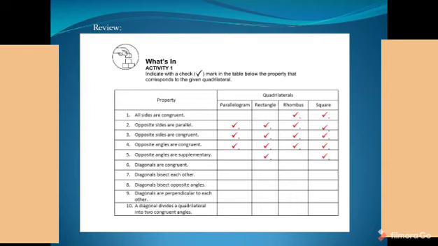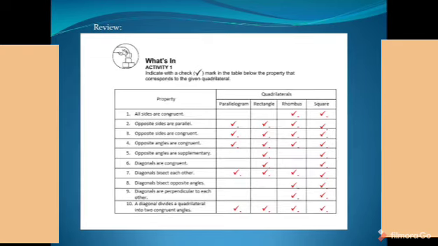Number 6. Diagonals are congruent. Yes. Number 7. Diagonals bisect each other. That's right. Number 8. Diagonals bisect opposite angles. Yes. And number 9. Diagonals are perpendicular to each other. Indeed, that's correct. And lastly, a diagonal divides a quadrilateral into two congruent angles.